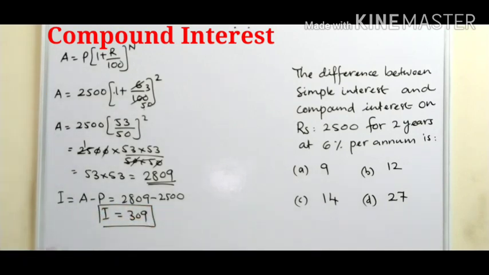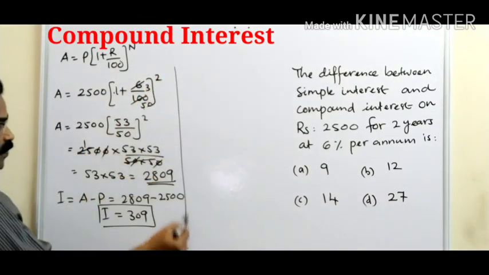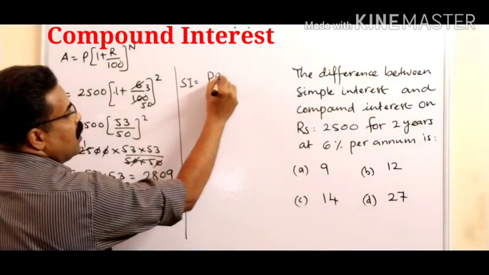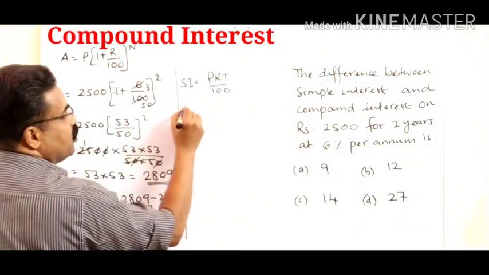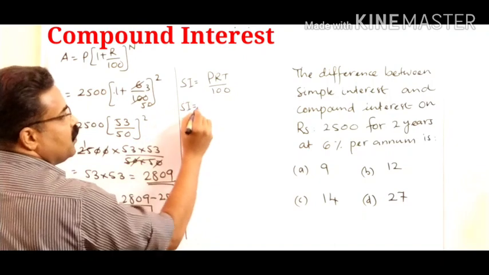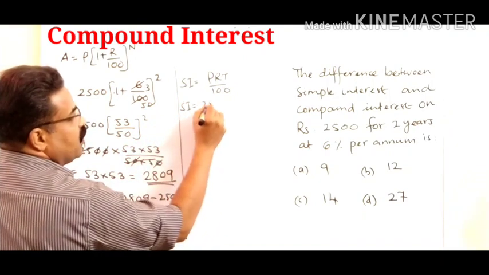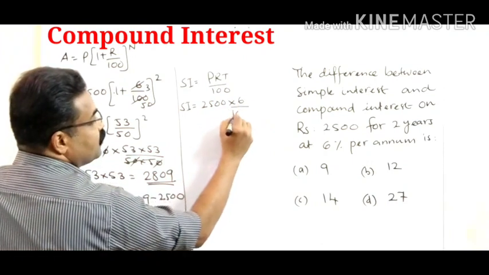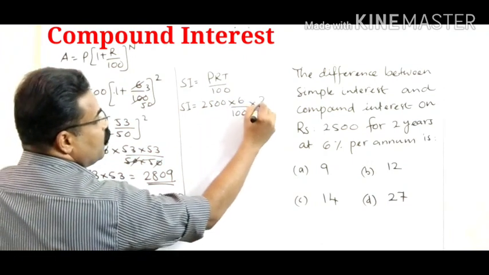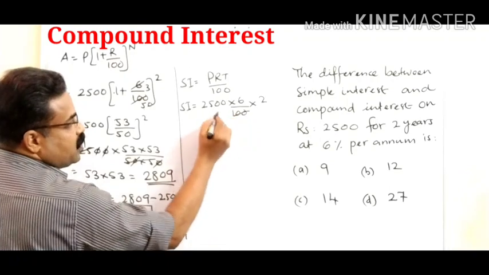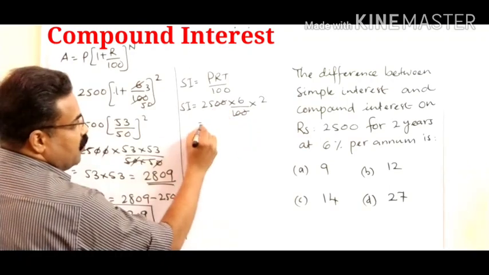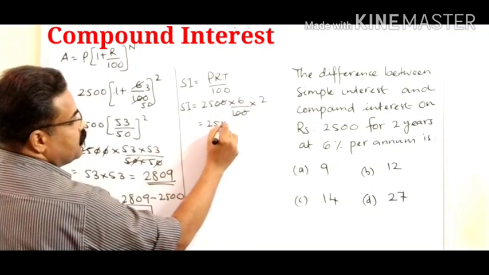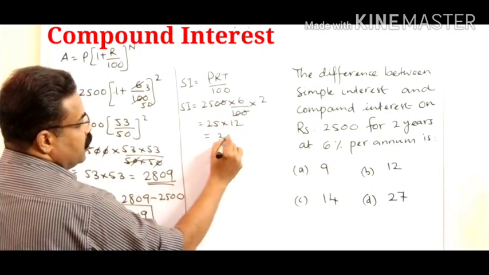Now let us see what about the simple interest. According to simple interest, SI is equal to PRT by 100. So simple interest is equal to P is 2500 principal, rate that is 6 by 100 into time for 2 years. So you can cut these 2 zeros and these 2 zeros. It will become 25 into 12, which is equal to 300.